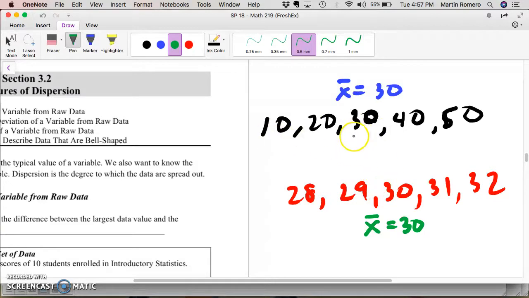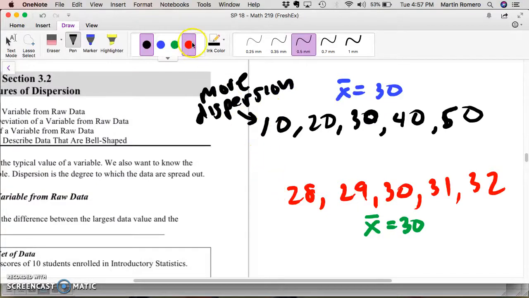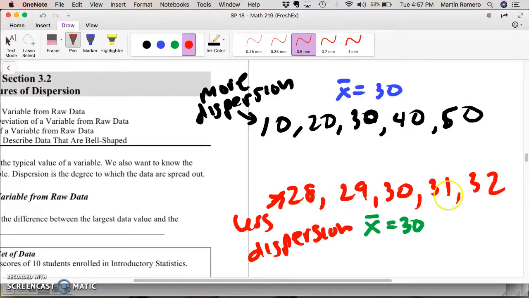However, when we look at the two sets, we would say the first set, the one in black, has more variability. There is more dispersion. And so that's the language we would use for that. This set here has more dispersion compared to this one here. Right, this set here has less dispersion. They're closer together. They're closer to the mean. These numbers are farther away from the mean. And so that's what we're talking about.